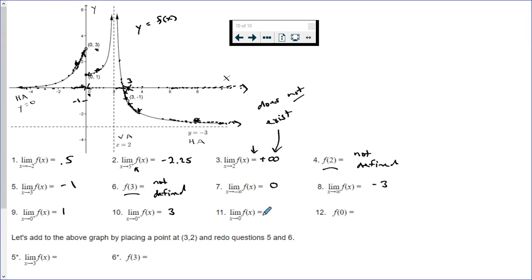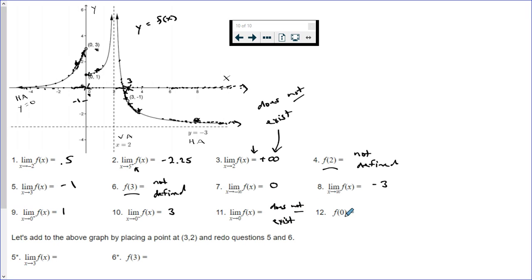Now 11, this question is really answered for you. This says the limit of f of x as x goes to 0 from both sides. Well, you just did from the right and from the left, and you got different answers. So you should know from last time that the two-sided limit does not exist. They have to be the same, otherwise it doesn't exist.